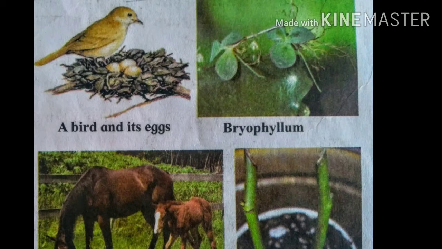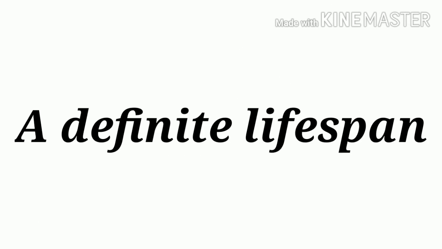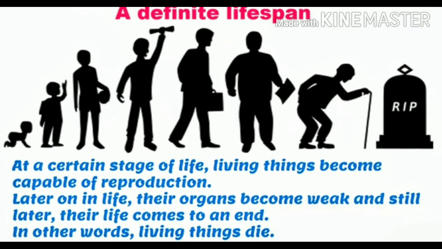Okay, now let's learn the next characteristic of living things, that is a definite lifespan. Now what do you mean by definite? Definite means it can't go more than that. And lifespan means the number of years a living thing lives, that is from birth to death. So each living thing has a particular lifespan, that is the number of years that a living thing will live.